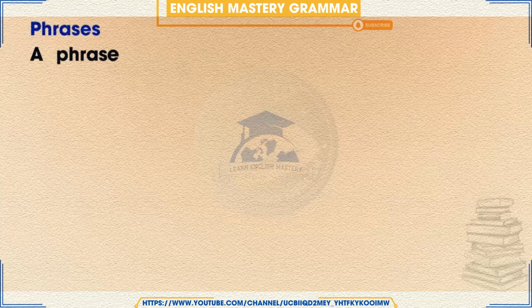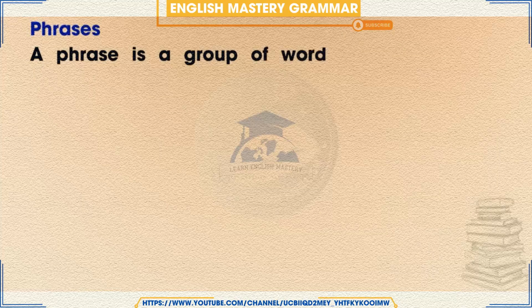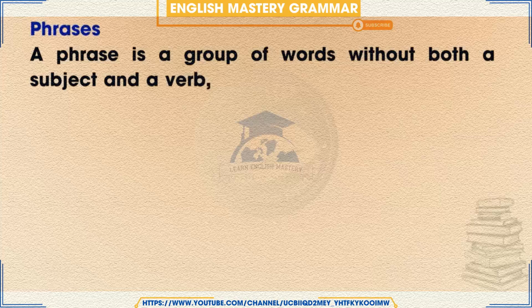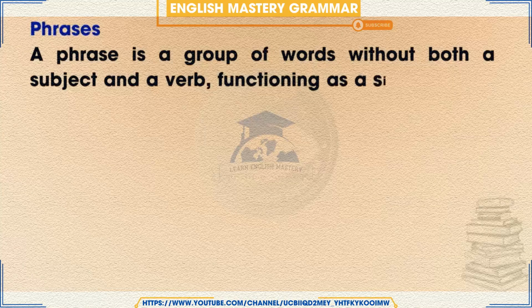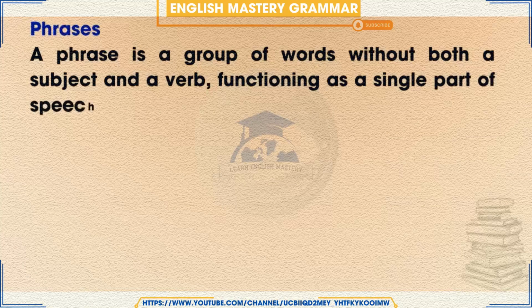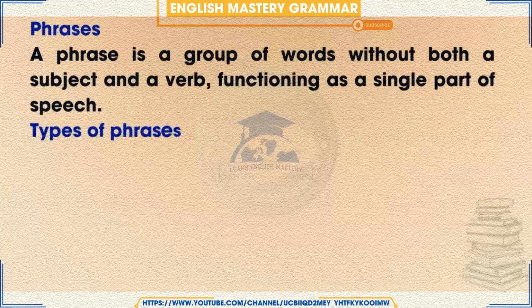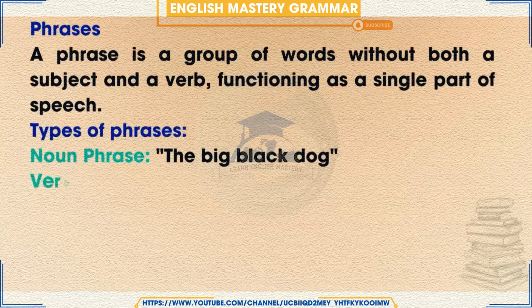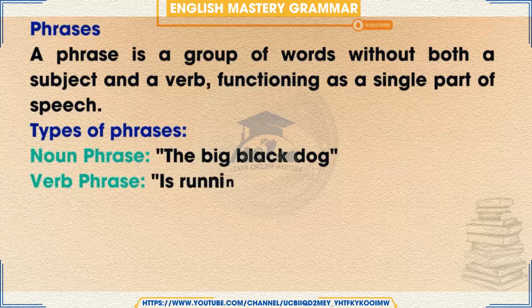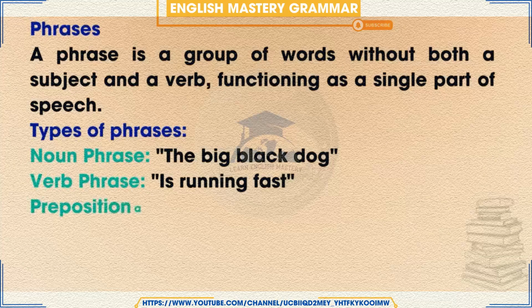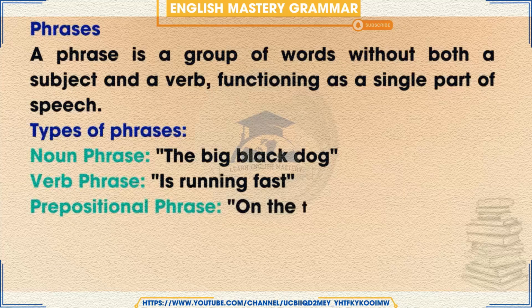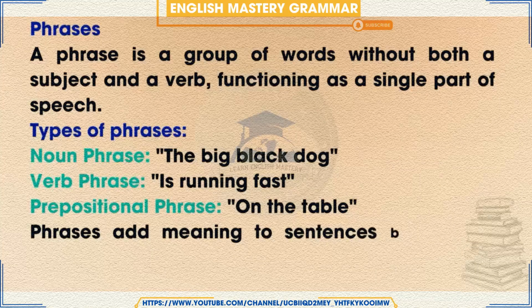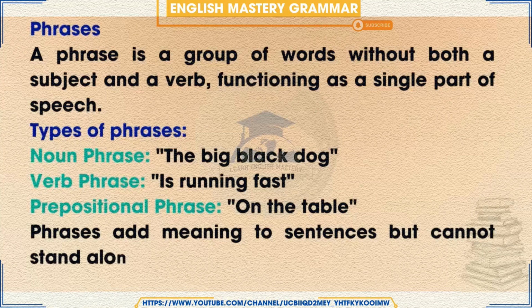Phrases: a phrase is a group of words without both a subject and a verb, functioning as a single part of speech. Types of phrases. Noun phrase: the big black dog. Verb phrase: is running fast. Prepositional phrase: on the table. Phrases add meaning to sentences, but cannot stand alone as complete thoughts.